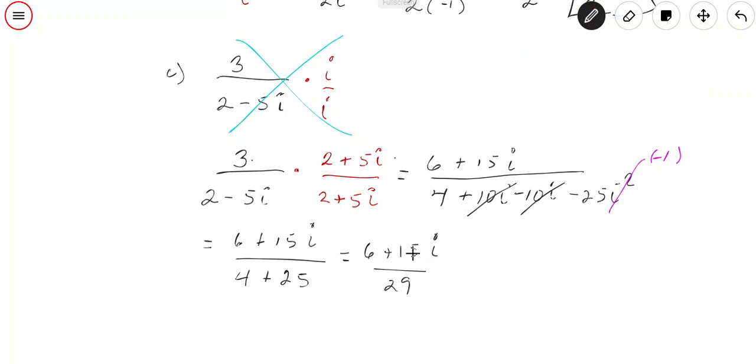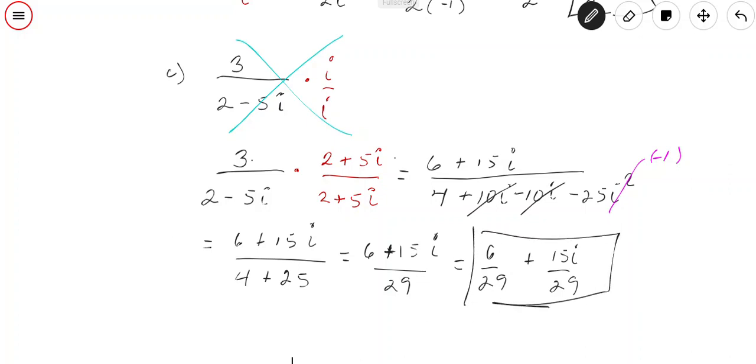A number like this is not in standard form, so we must separate the real part and imaginary part. So we better split this into fractions. We say 6 over 29 plus 15i over 29. I cannot simplify 6 and 29, and I cannot simplify 15 and 29, so I will leave it like that. So in this case, the result of this multiplication was 6 over 29 plus 15i over 29. This is the complex number we obtain after rationalizing 3 over 2 minus 5i.